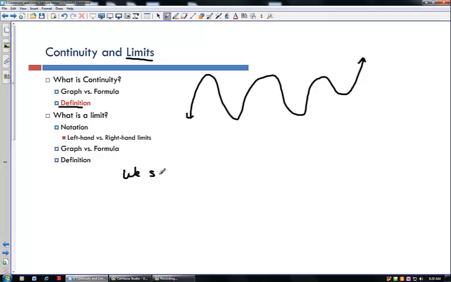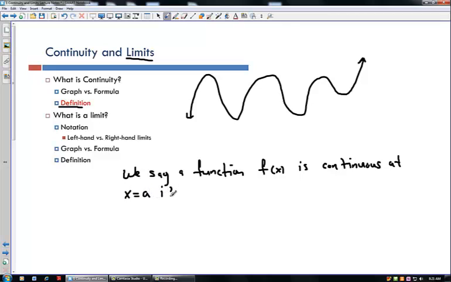So let's say a function, and I should probably name it, let's name it, we say a function f of x is continuous at x equal a if the limit as x approaches a of the function f of x is equal to f of a.